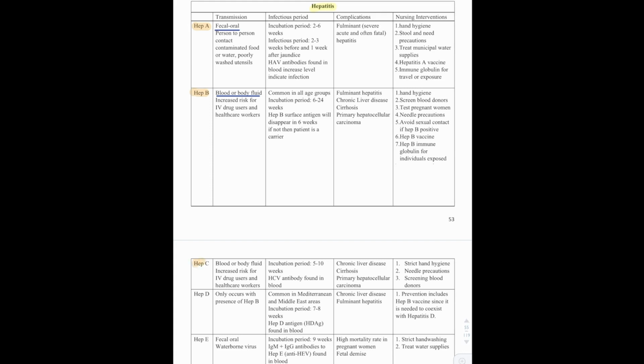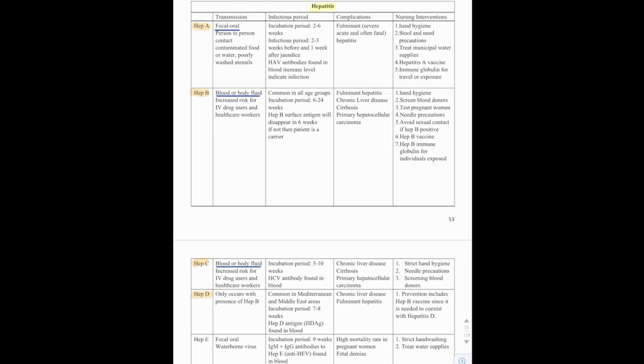Then we have hepatitis C. This is also spread through blood or bodily fluids. There is increased risk for IV drug users, healthcare workers, and those in prisons. Our incubation period is 5 to 10 weeks. Hepatitis C viral antibody will be found in the blood. Our complications are chronic liver disease, cirrhosis, and primary hepatocellular carcinoma. And again, nursing interventions are strict hand hygiene, needle precautions, and screening blood.